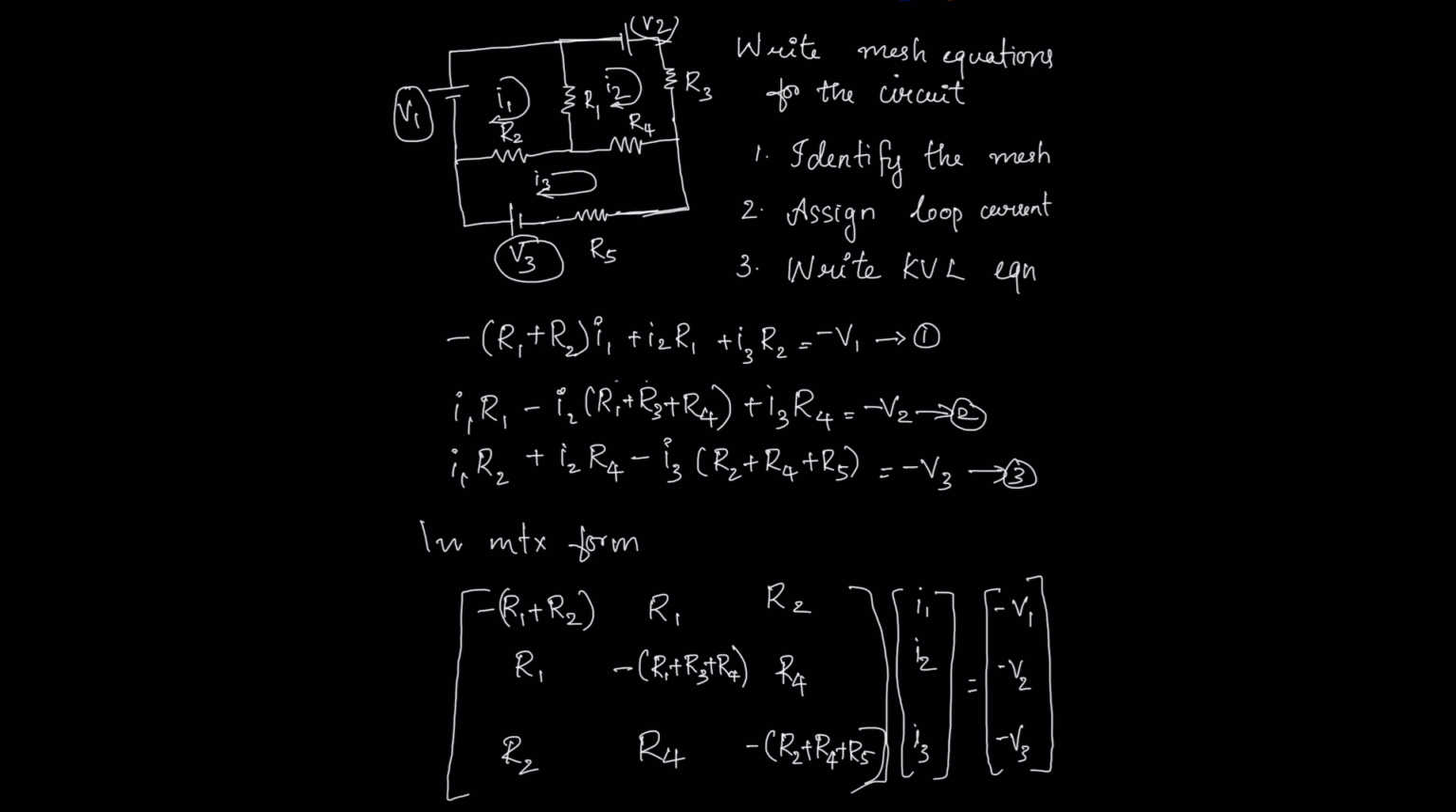So we wrote the mesh equations for the circuit and expressed them in matrix form. If you know the values of R1, R2, R3, R4, R5 and V1, V2 and V3, you can solve for I1, I2 and I3 using the algebraic method, that is the equation solving method, or using Cramer's rule. The solution of the matrix I'll teach you in another video.